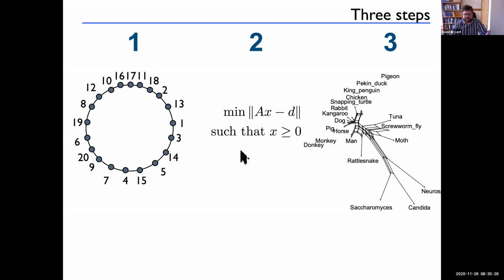In the second step, we do a non-negative least squares fitting of split weights. And I'm going to talk about that most of the time today, so I'll skip that. And the third step is drawing the actual network. And in this network, the splits are indicated by sets of parallel lines, and we have boxes indicating conflict and so on. It's a generalization of a tree.